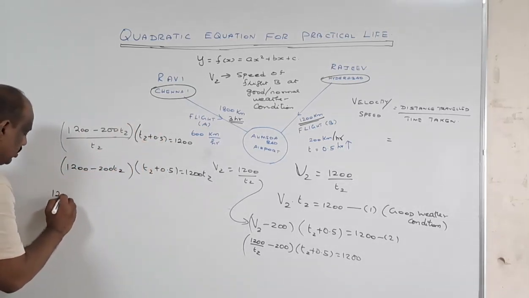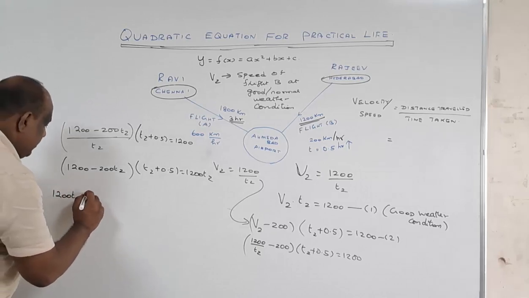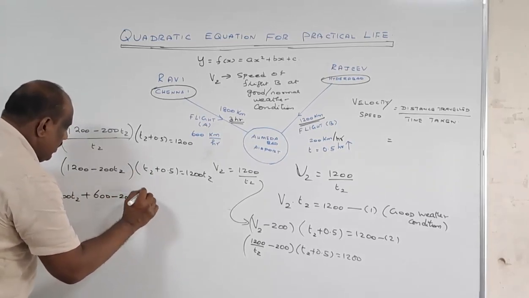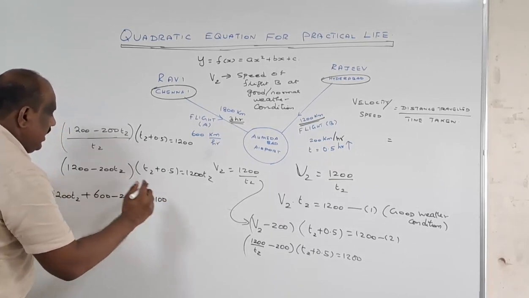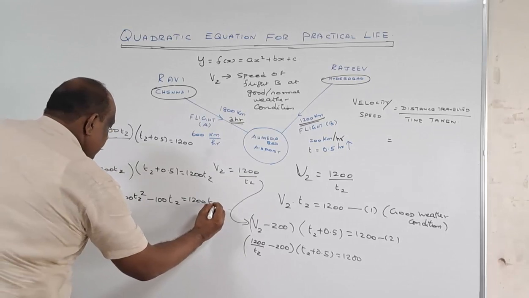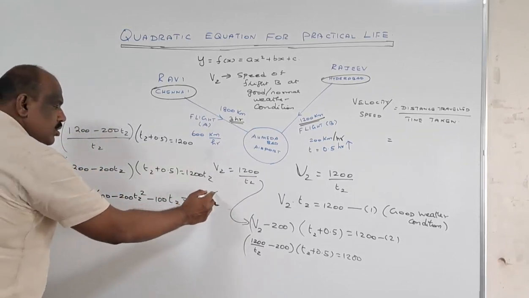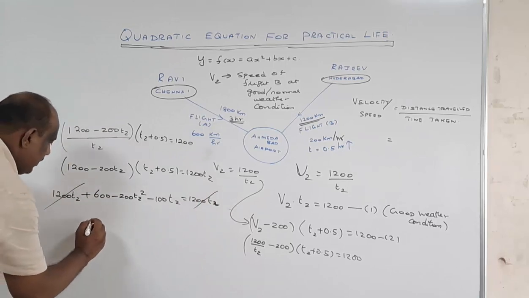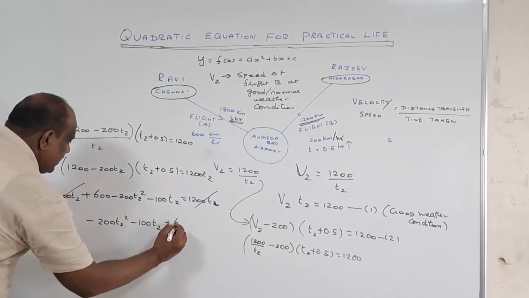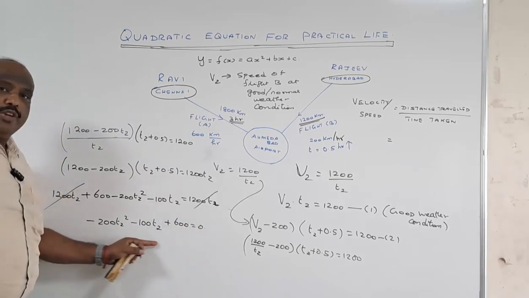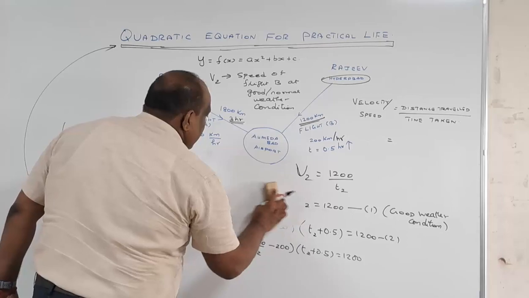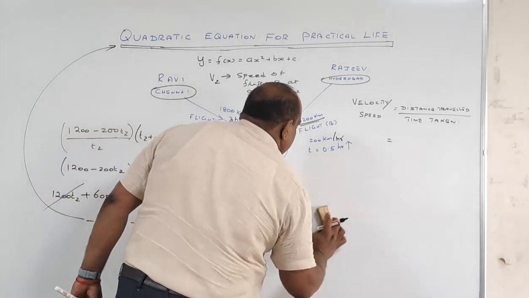Now let us try to expand. Let us multiply inside. So 1200 T2 plus 1200 into 0.5 will become 600, isn't it? So minus 200 T2 squared minus 100 T2, am I right? Is equal to 1200 T2. So this 1200 T2 and 1200 T2 can be cancelled away. So it will become minus 200 T2 squared minus 100 T2 plus 600 is equal to 0. It becomes a quadratic equation. That is what we are trying to solve by forming a quadratic equation for this particular problem.